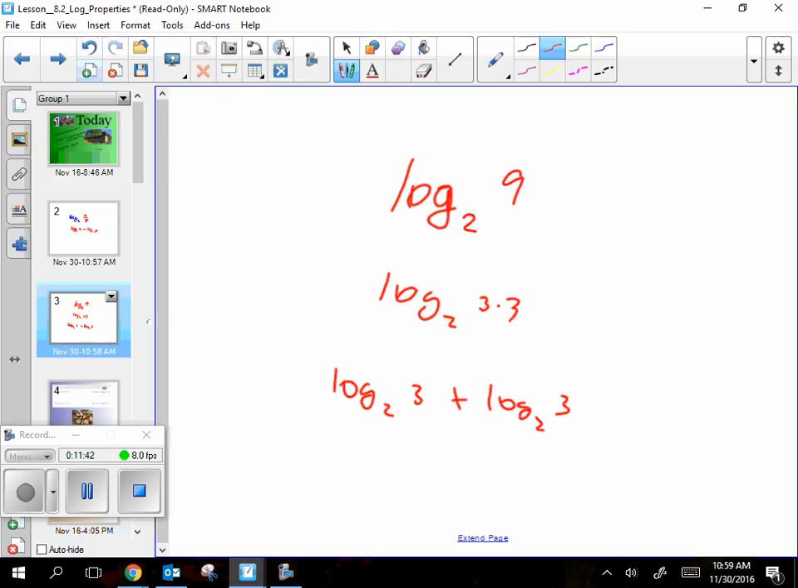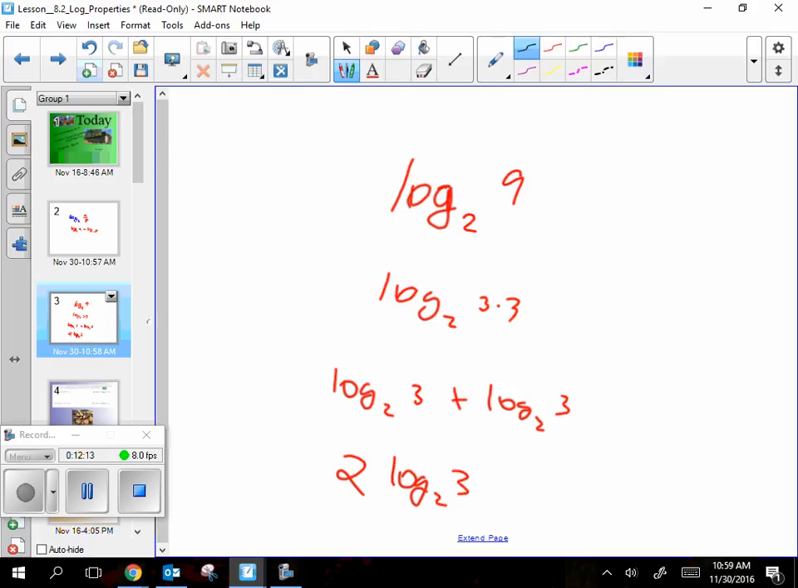Now, one more thing. When we say to expand things, the directions are always going to be expand and simplify. This is expanded, but it's not simplified yet. Because if you have 2 of the exact same thing, like 2 x's, you shouldn't say x plus x, you should say 2x, right? So 2 log base 2 of 3. What could you have done way earlier in the problem to get to the same answer a lot faster? Yes, sir.